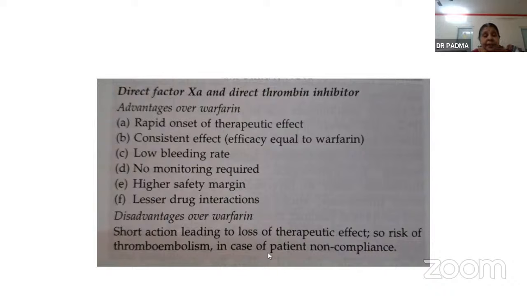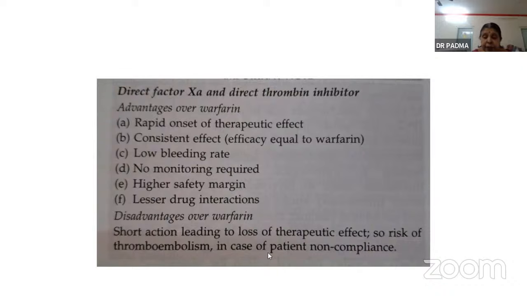And there is consistent effect. There are no peaks and troughs. Low bleeding rate because it is very, very specific. Too many clotting factors are not there. No monitoring is required, because with warfarin you see too many factors, so bleeding might be more, so you have to monitor INR, etc.